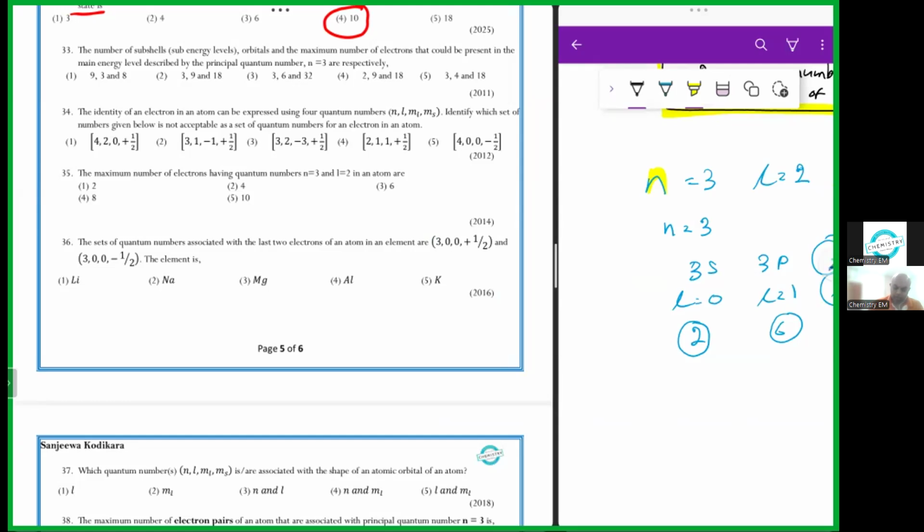The sets of quantum numbers associated with the last two electrons of an atom in an element are 3, 0, 0, plus half and 3, 0, 0, minus half, right?